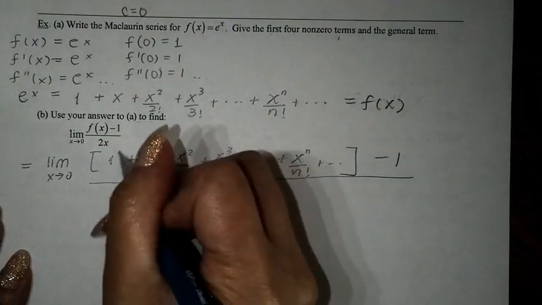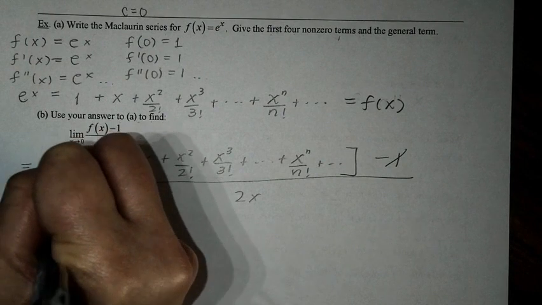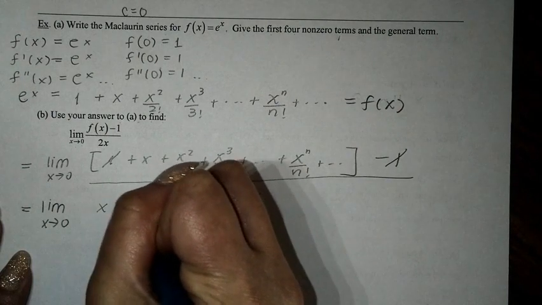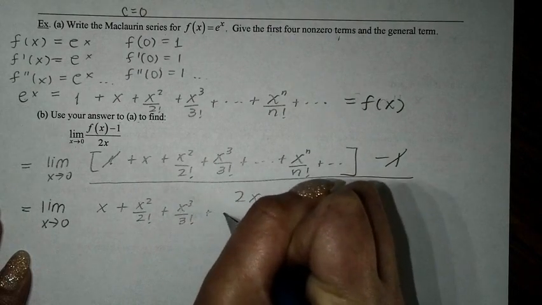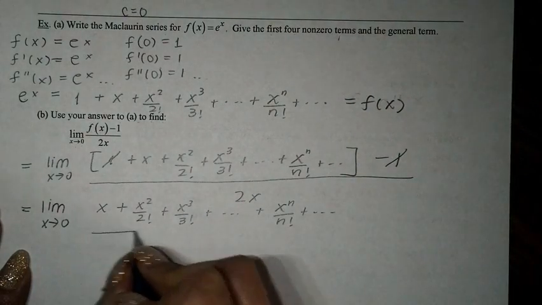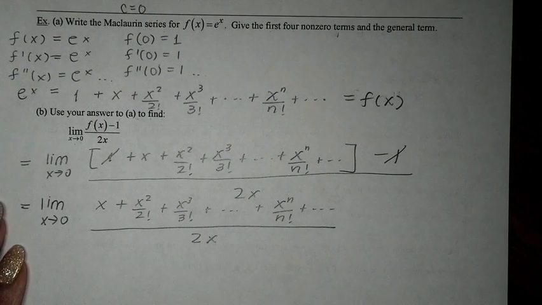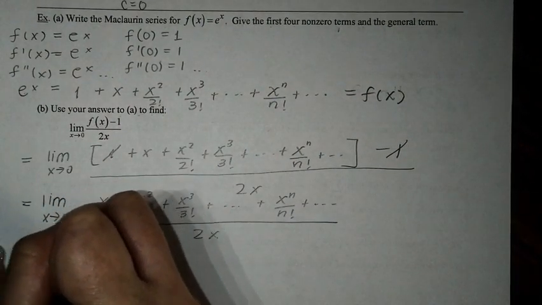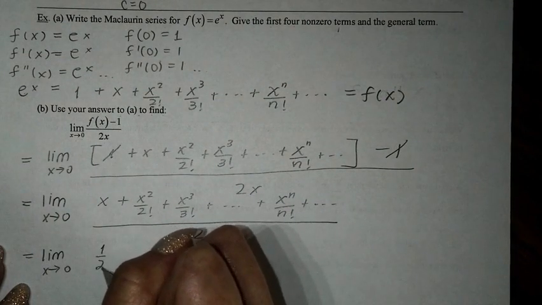So you can see that this one and this one go away. So what do you have left here? You have the limit when x approaches 0 of x plus x squared divided by 2 factorial plus x cubed divided by 3 factorial plus dot dot dot x to the power n divided by n factorial plus dot dot dot, all of this divided by 2x. Okay, so what you can recognize is that we can cancel the x. I'm doing it step by step so you can see every single step. So in this term you have that this would be a 1/2. Do you agree with that?